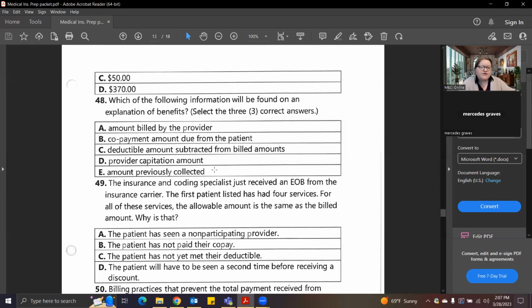All right, so our 3 correct answers. The first one is A, the amount billed by the provider. That is always going to be on your EOB. That's the starting number. All the deductible and adjustments and payments get applied after, right? The billed amount's always going to be there.